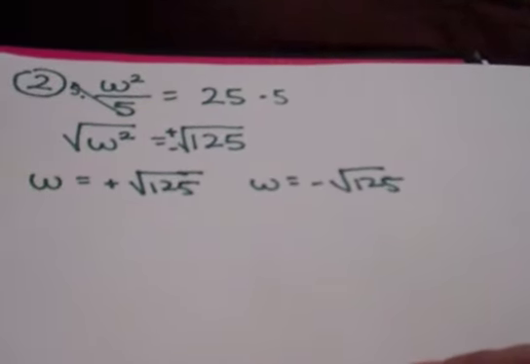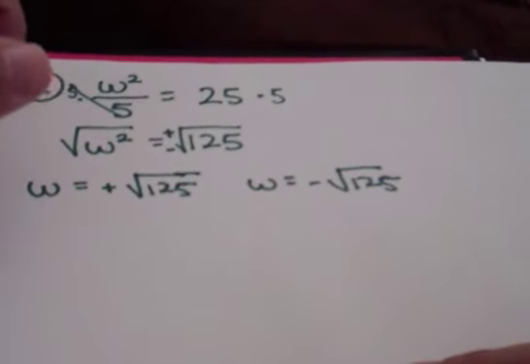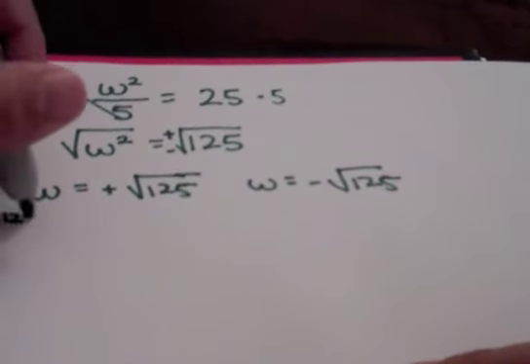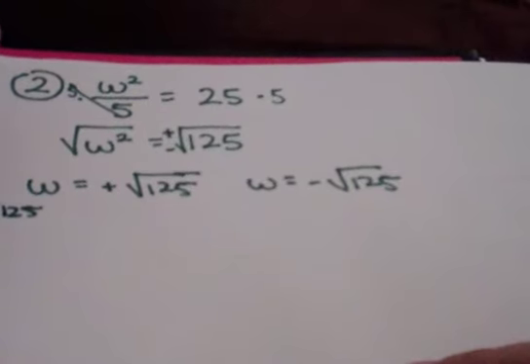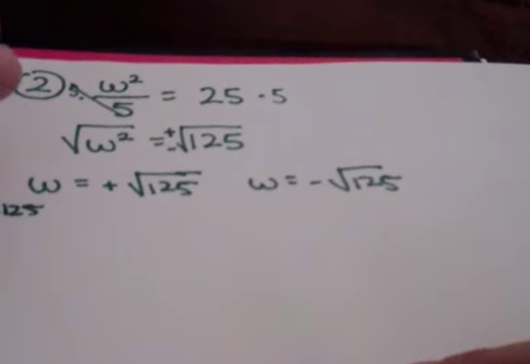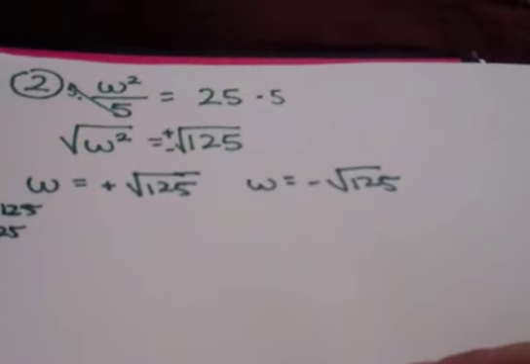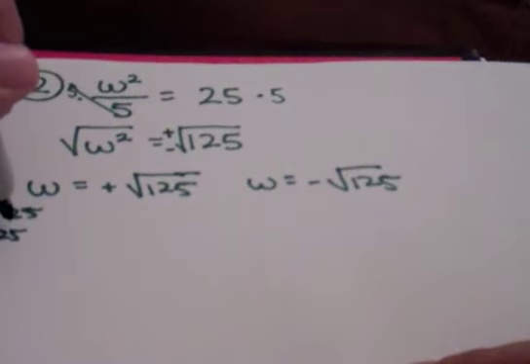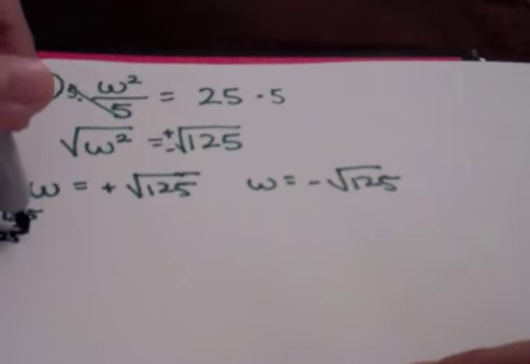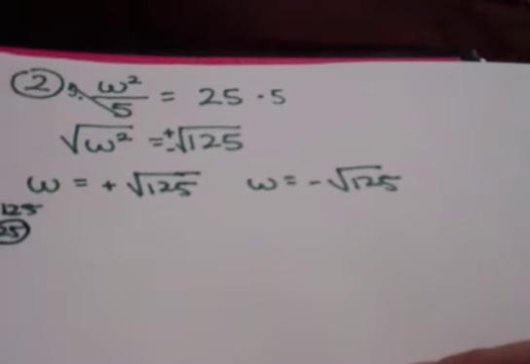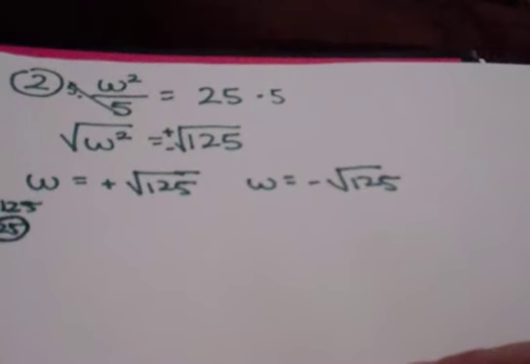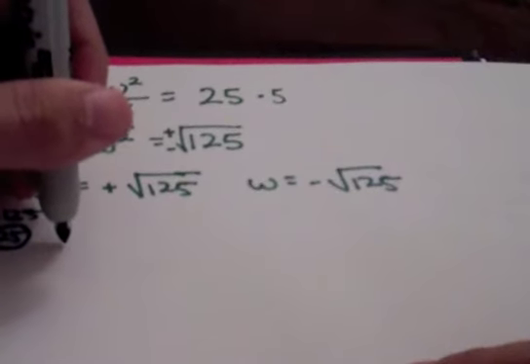So the factors of 125 are going to be 1 and 125, which multiply to get 125, and the only other pair is 5 and 25. So the only perfect square that I see here is 25. Because of the commutative property of multiplication, this is how we can rewrite this problem.